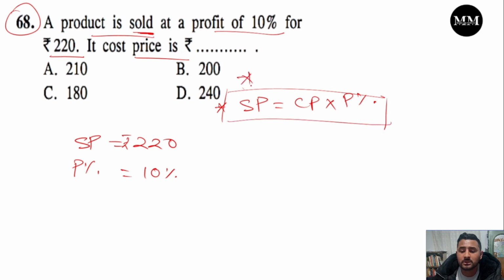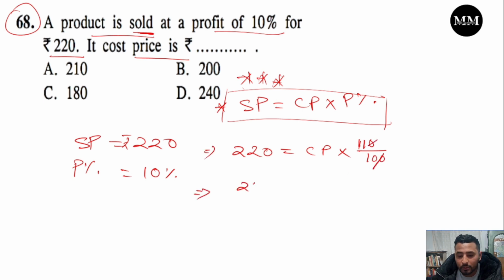Just write it down somewhere and keep it for your future also. So SP is how much? 220 equal to CP, we don't know, we have to find. Profit percent is 10%, so we'll write it as 110 by 100. Start with the cancellation. 0 0. Now this 220 will remain here, this 10 will go up with 220, and this 11 will come down here. 11 equals CP. Cancel. 11 1 is 11, 11 2 is 22, and this 0 will come here.